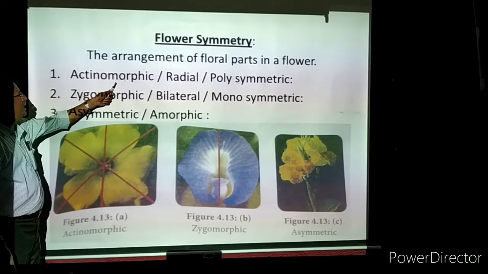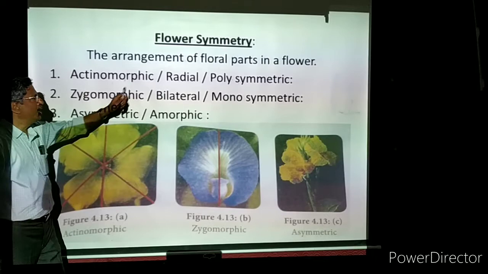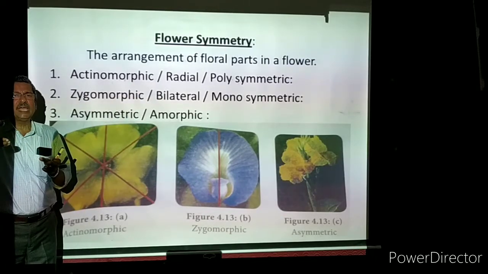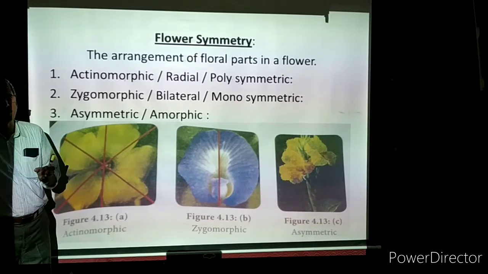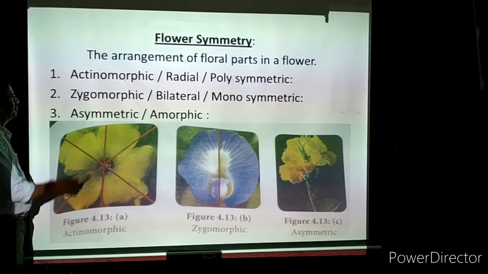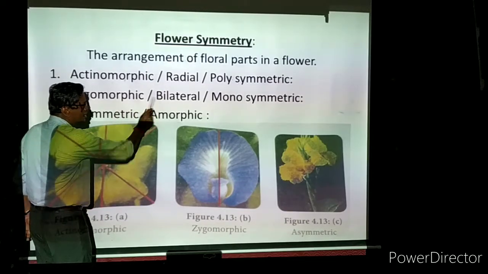That type of arrangement is called actinomorphic, otherwise called radial symmetry. That means all the floral parts are equally and regularly arranged in a circular form. That is called actinomorphic. Okay, zygomorphic, otherwise called bilateral.